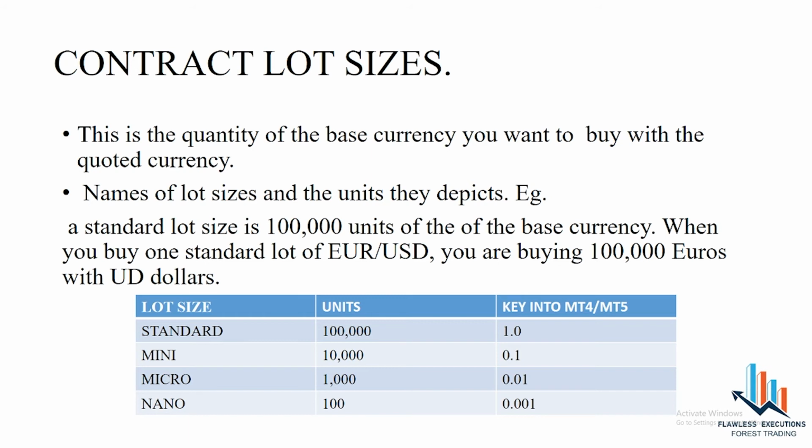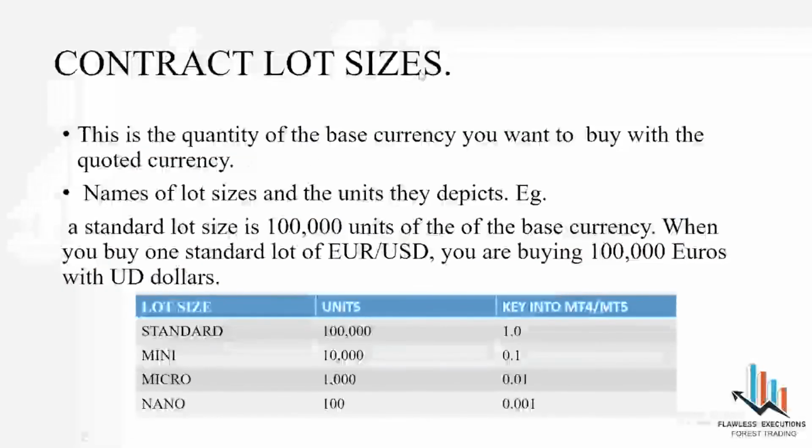And the mini lot size means you are buying 10,000 of the base currency using the quote currency. The micro, we are buying 1,000, and the nano, we are buying 100. So these are the ways of keying these lot sizes into the MT4 or the MT5. Let's say on the MT4 or MT5, you want to buy maybe 20,000 of the base currency. There we are going to type in 0.2. You get me? 0.2 as the lot size that we want to trade.